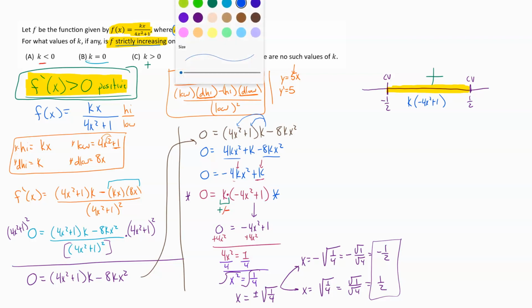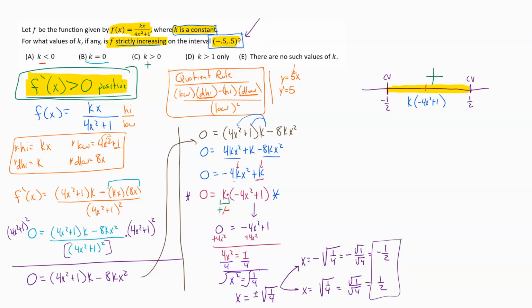Well, let's do something similar to a first derivative test. Let's choose a test value from inside this region. Let's let x equal 0 and plug it in right here and see what that gives us. If I plug in 0, I get negative 4 times 0 squared plus 1, which gives me 1. So 1 is a positive number. And so what I know is if I'm going to make sure it stays positive, k also needs to be positive. As long as k is a positive number, a positive times a positive is going to give me what I need, which is a positive. So that's telling us that k has to be greater than 0.